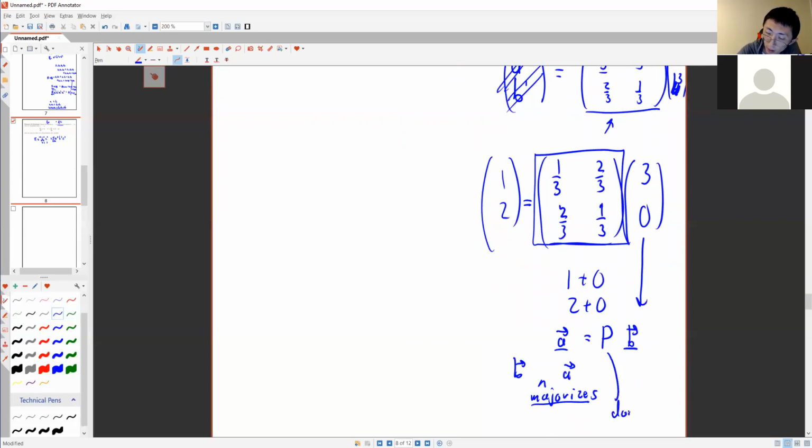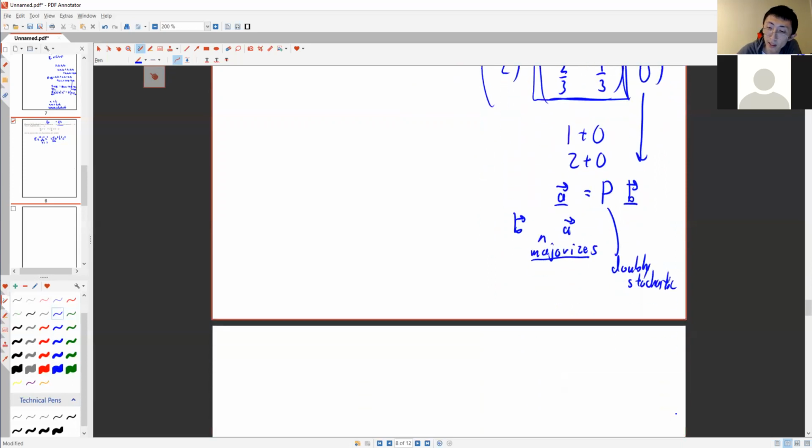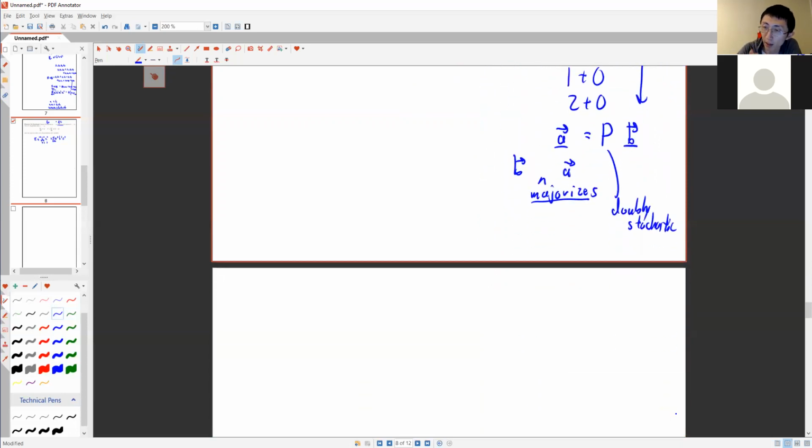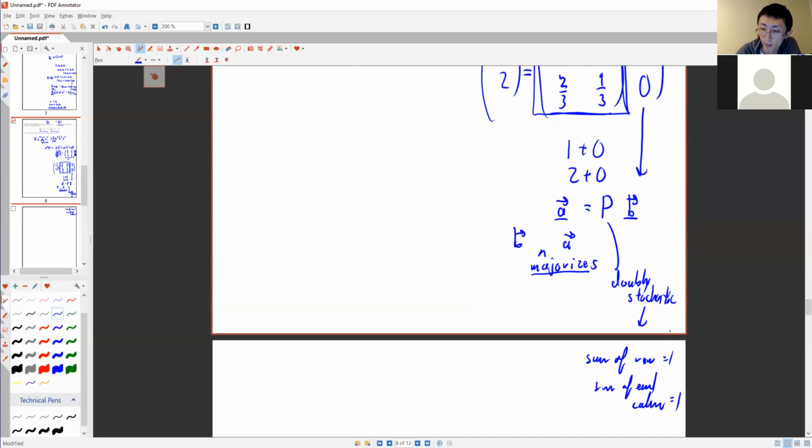So this is doubly stochastic. Apparently stochastic just means, well, I'll just define it and not say where it's useful: the sum of each row is 1, the sum of each column is 1, and it's a square matrix.